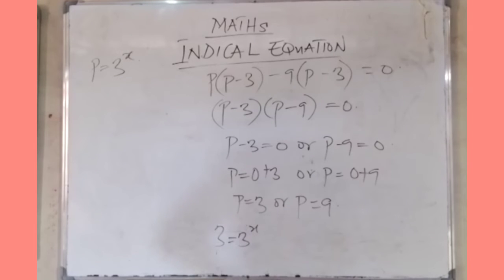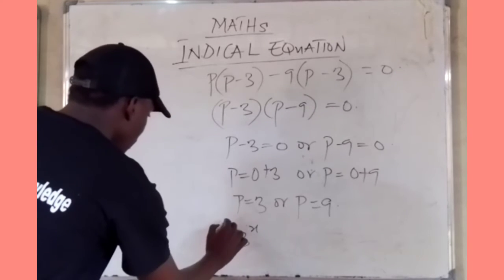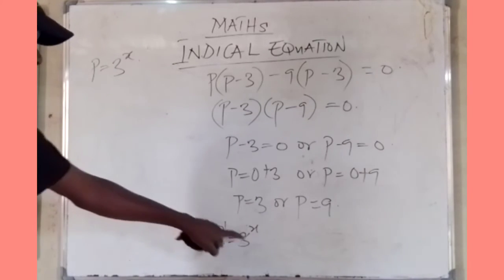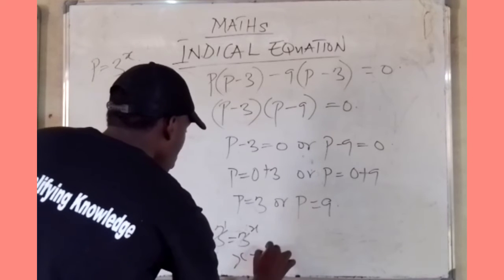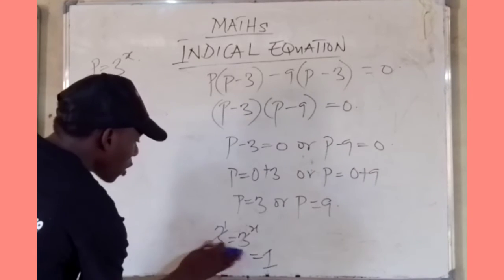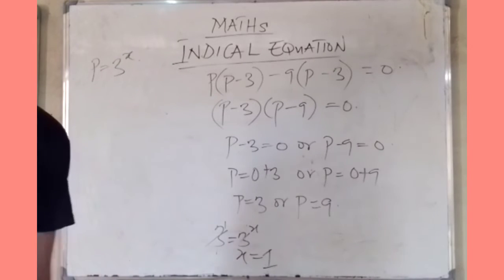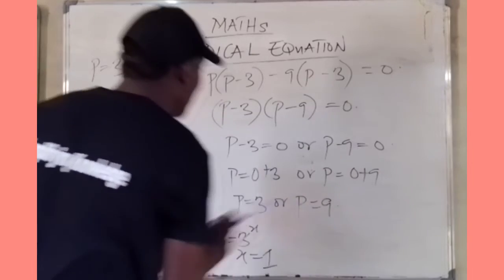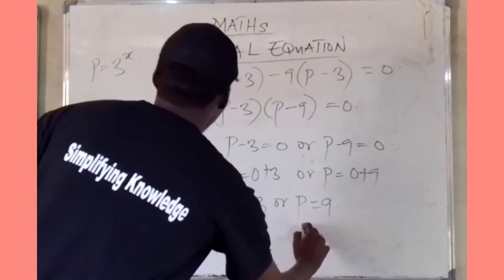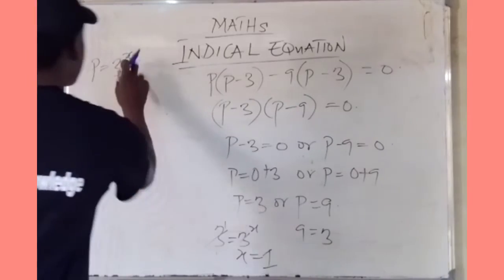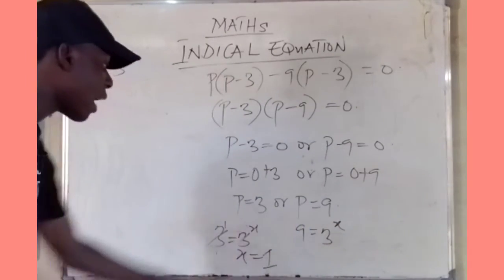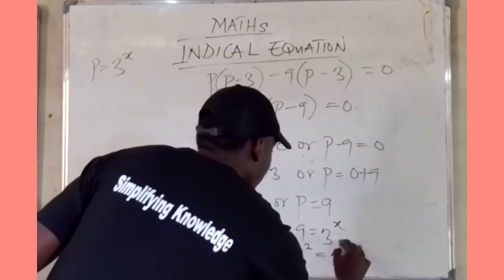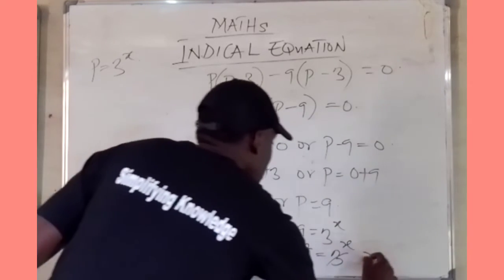Now, look at this. This is the same thing as saying 3 raised to the power of 1. So 3 can cancel 3, and my x is going to be equal to 1. x equals 1. This is the first value of x. Now let's find the second value of x with the next p. So this is going to be 9 equals 3 raised to the power of x. Now look at this. I can make 9 to be 3 raised to the power of 2, equals 3 raised to the power of x. 3 can cancel 3, so x equals 2.